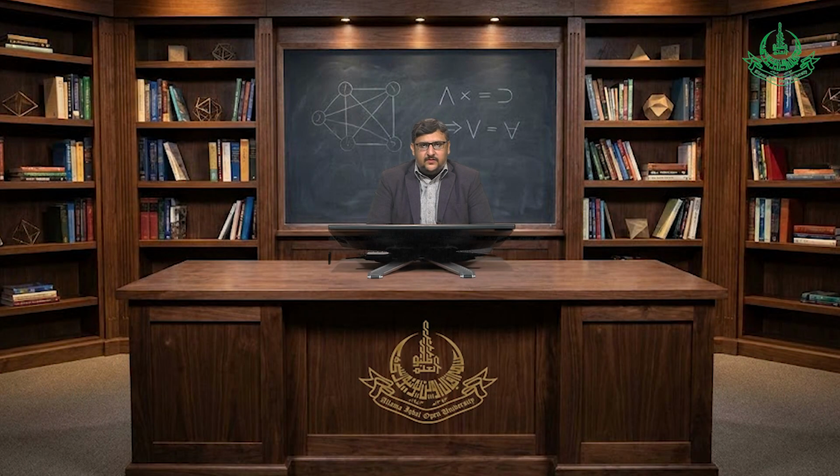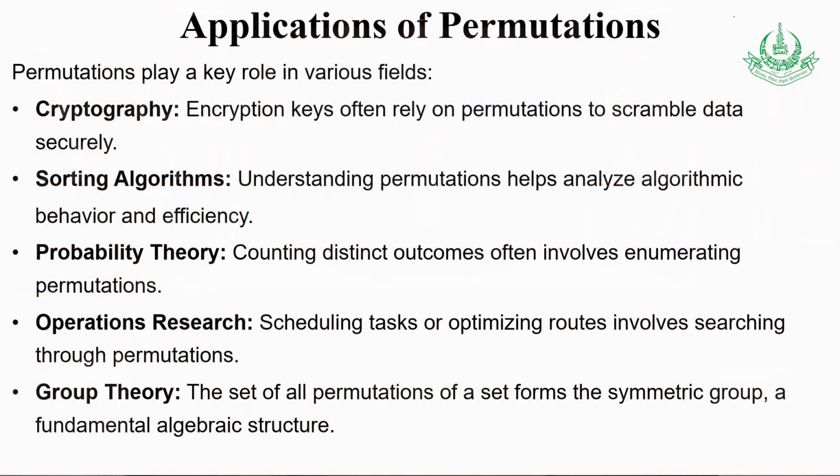As we know, an algorithm is a sequence of steps which we want to do for something. So it needs an order, and whenever order comes, we consider that to be a permutation. In probability theory, counting distinct outcomes often involves enumerating permutations because the counting also involves the order. Similarly, we can see its application in operations research and group theory.